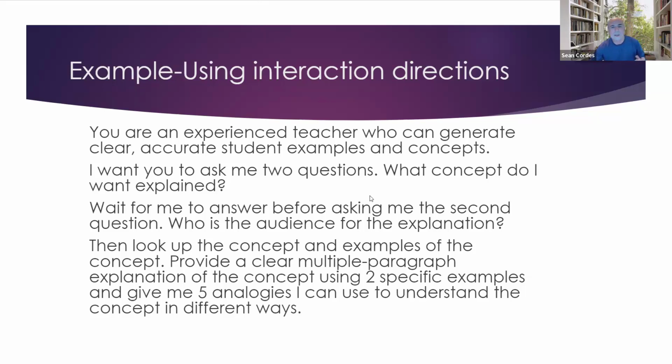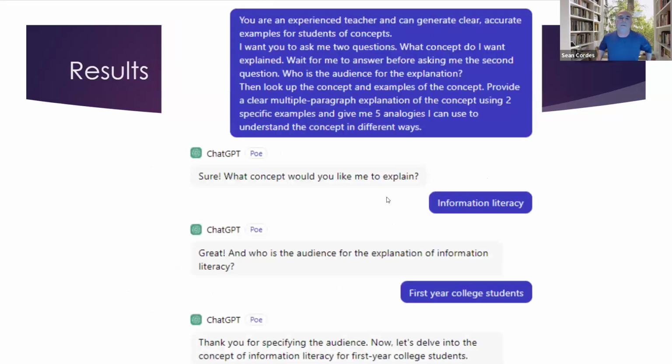So then I said, look up the concept and examples, give a multi-paragraph example using 2 specific examples and 5 analogies for each point. And I'm not going to show the whole thing here, but at the top of the screen, you'll see this is the first part of the prompt. And you can see ChatGPT respond, sure, what concept would you like me to explain? And I said information literacy. And it waits, and then it asks, who's the audience? And the audience was first-year college students.